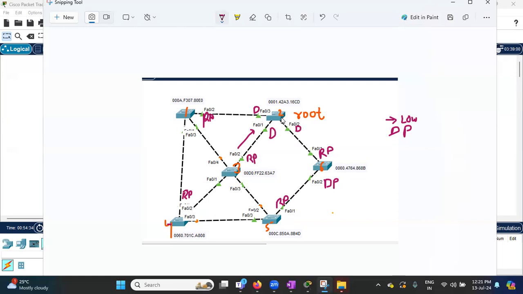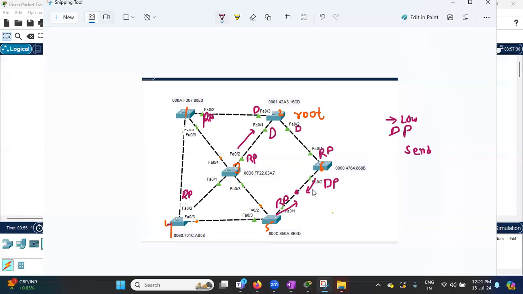DP port means the port which will send the lowest, superior BPDU. All the superior BPDU received from the root bridge is received by this switch, this switch, this switch. All the switches receive the superior BPDU. Now, for this LAN segment, this one is also sending, this one is also sending the same thing, right?